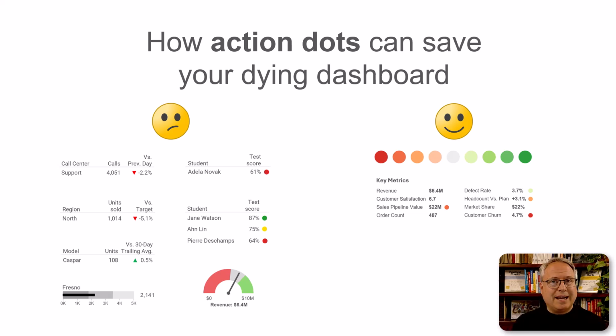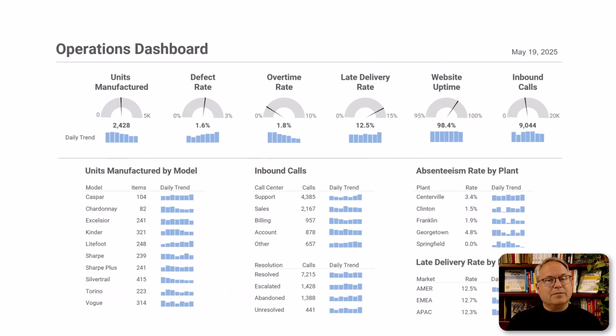I wanted to talk about a technique that I've been using for a number of years called action dots to draw attention to metrics that require it on dashboards, and maybe contrast this technique with some more traditional techniques like showing change versus previous period or using gauges or bullet graphs, for example. But I want to start by pointing out how important it is that we actually have some kind of action indicators on our dashboards.